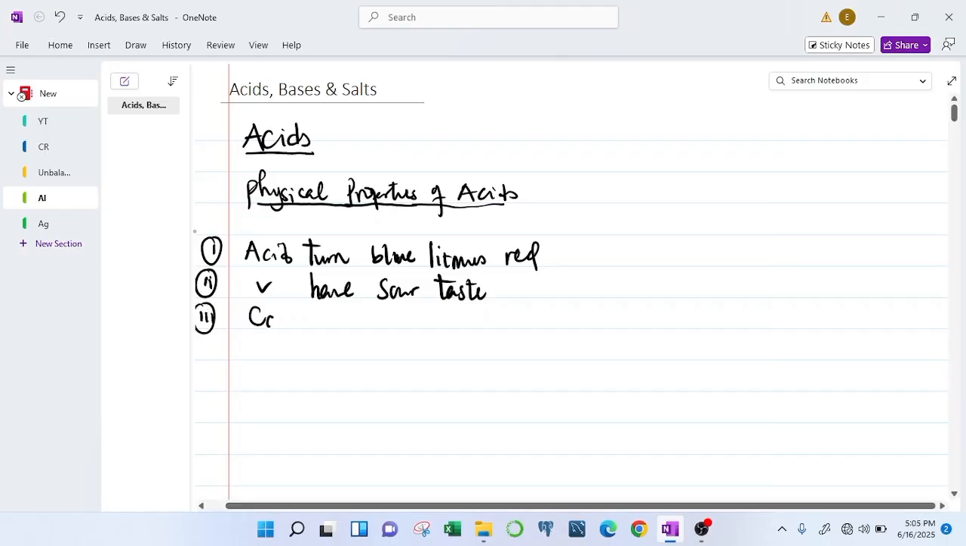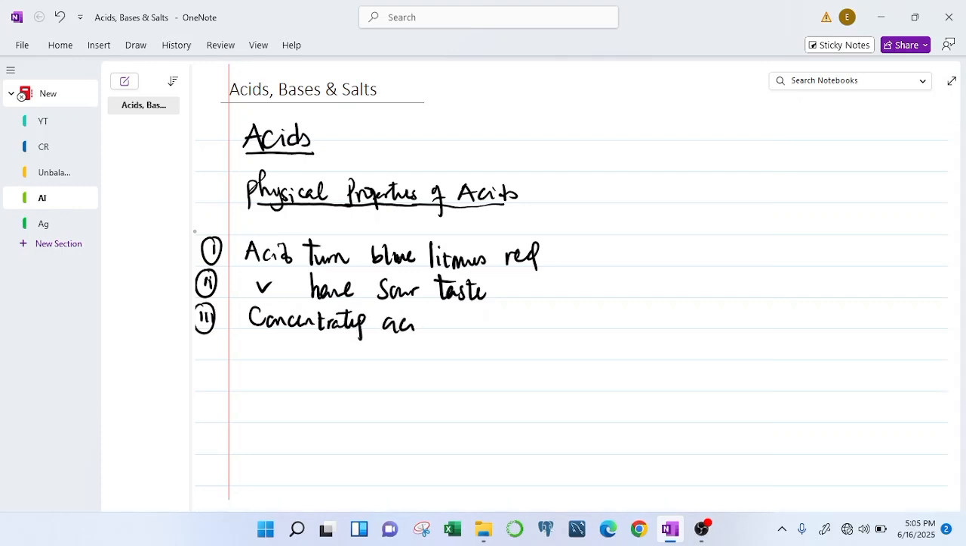Then the next thing we speak about is that concentrated acids are corrosive. Corrosive means they are very reactive. Reactive to the extent that they can cause burns. That is the next part you have to talk about. So very reactive and corrosive, there's like a thin line between them. Corrosive means it can get to the extent of causing burns. And so you see that when people come in contact with concentrated acids, they get burns.